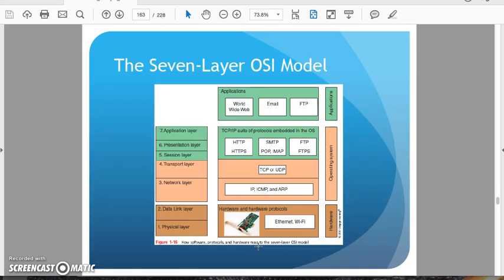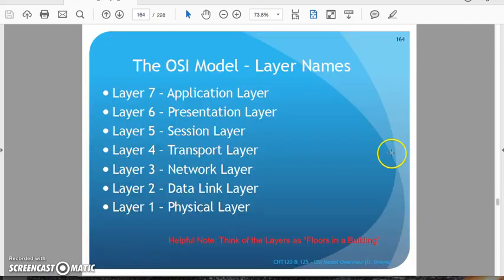Okay. And here's another example of this, actually the one the book uses, where they have 7 up here and 1 on the bottom, showing the same thing, and they have a little breakout showing you some of the things that are occurring at each of the layers. All right. So there's 7 to 1: application, presentation, session, transport, network, data link, physical.